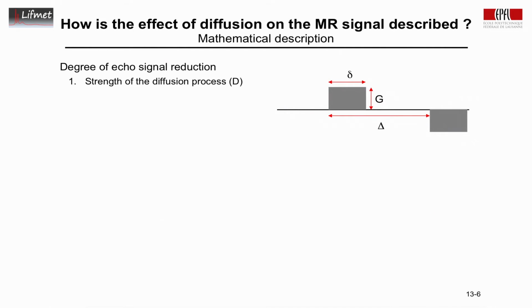Now, if we look at an experiment with a positive gradient here of amplitude g and a negative gradient of same amplitude g, the duration of the gradient is small delta, and they are separated by a time big delta. Then what is the next factor that influences the mean distance between the beginning and the end of the experiment? That's the time between the dephasing and rephasing gradient. That's the time big delta.